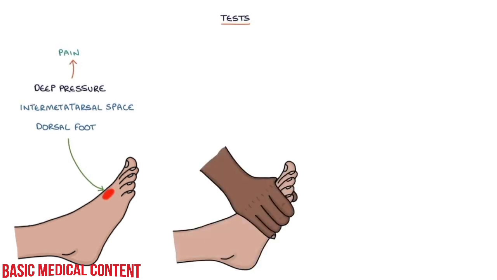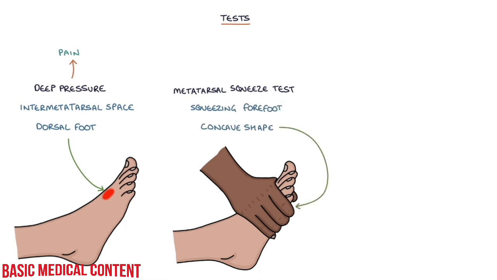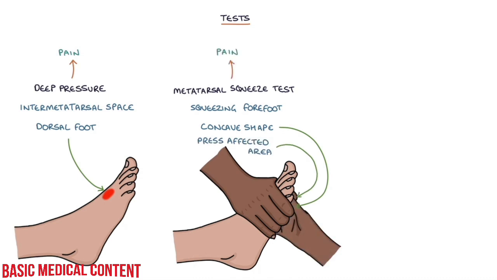There's a special test called the metatarsal squeeze test, which involves squeezing the forefoot with one hand to create a concave shape to the plantar aspect of the foot, making a hollow shape with the bottom of the foot, and then using the other hand to press the affected area on the bottom or the plantar side of the foot, and this will cause pain in a Morton's neuroma.